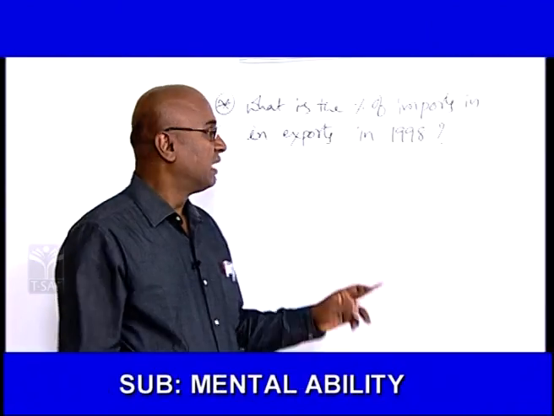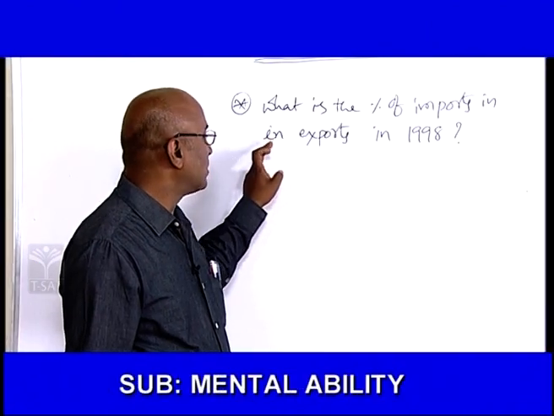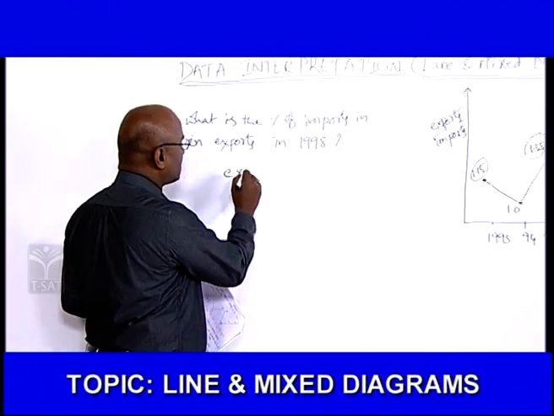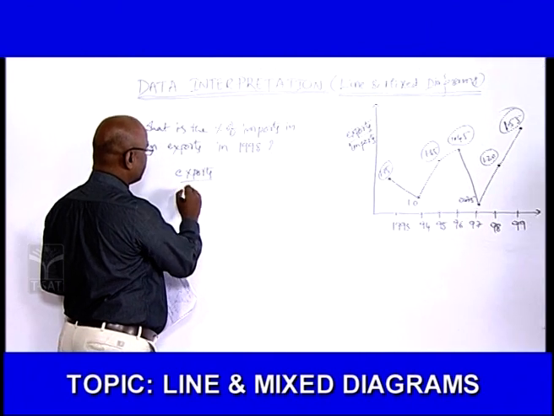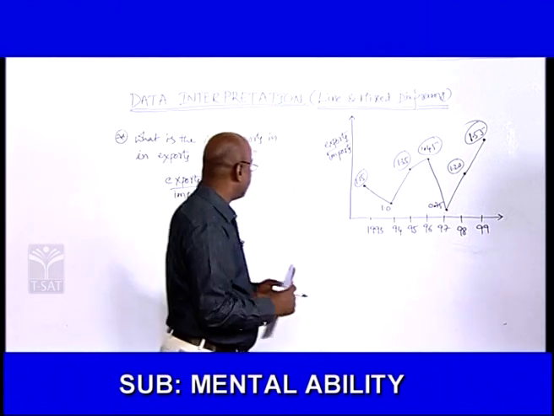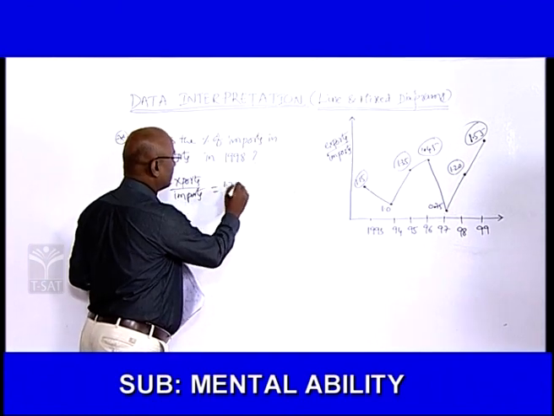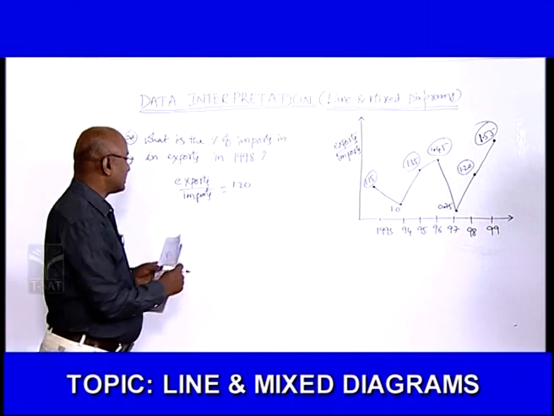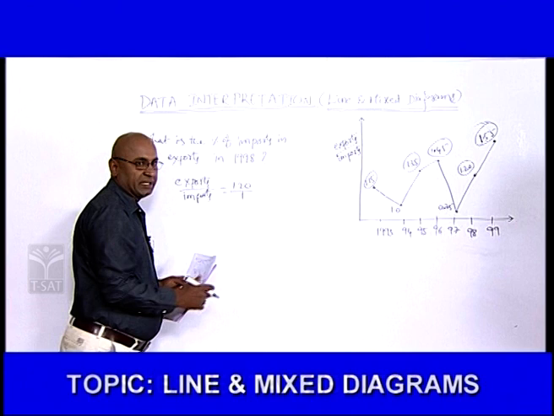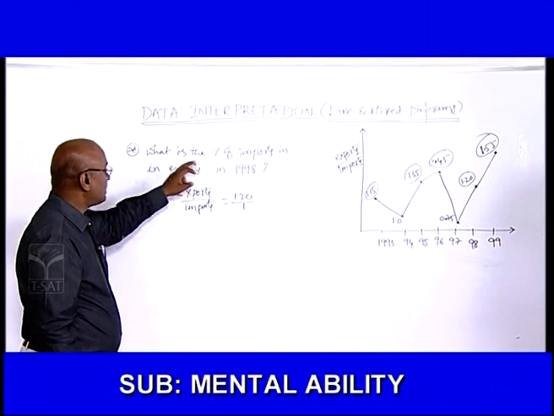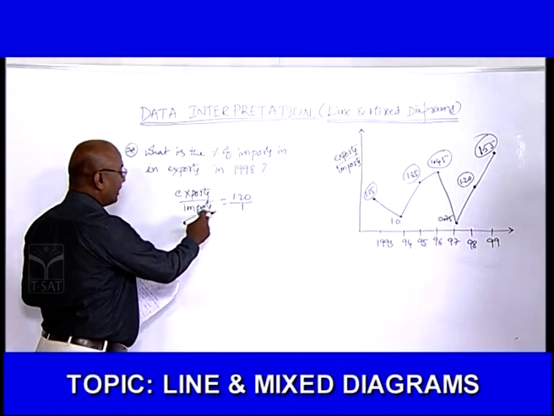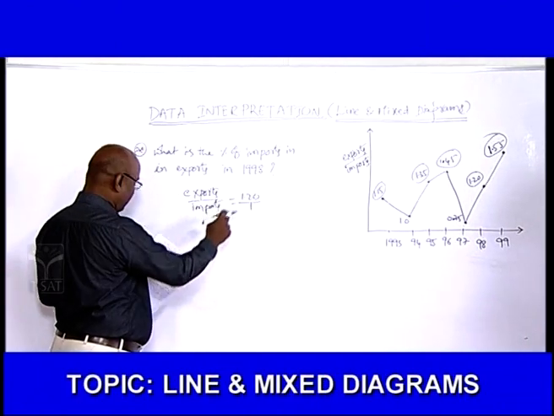The question is like this. What is the percent of imports in exports in 1998? In 1998, exports by imports ratio is like this. That is 1.20. So the ratio of exports to imports is 1.20 means 1.20 by 1. Now, what is the question? What is the percent of imports in exports in 1998? So imports is 1 and exports is 1.20.